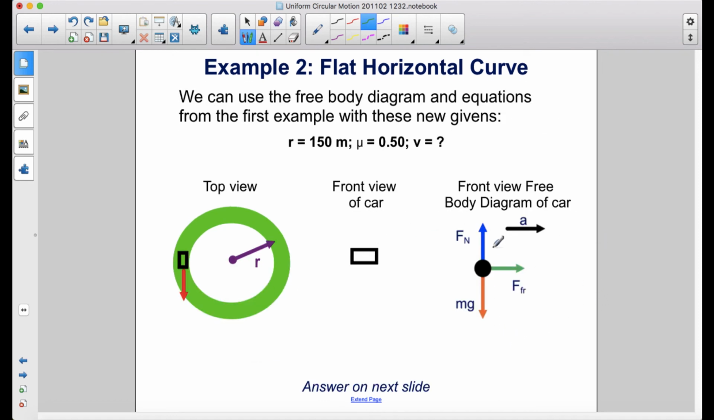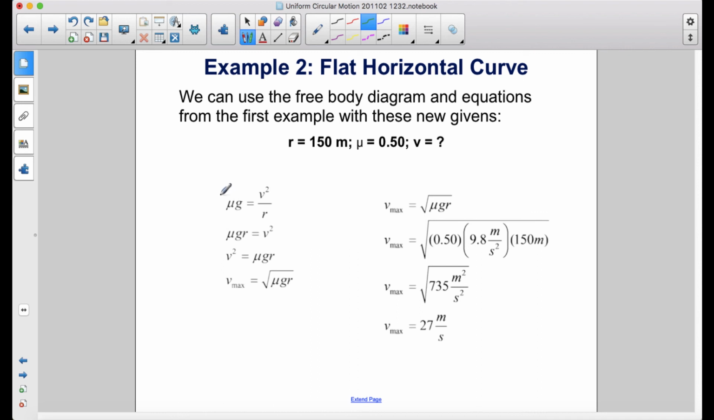So we have the same free body diagram as we did before. We have the normal force up, mg down. Frictional force is providing that centripetal force towards the center of the circle. That's the friction. Our givens: the radius is 150 meters, mu is now 0.5, and we're looking for velocity.